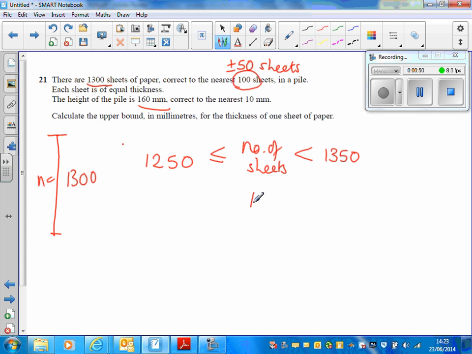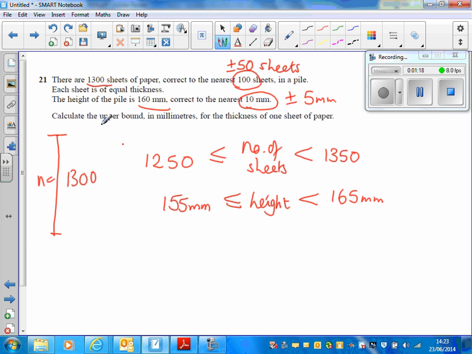It then says that the height of the pile is 160 millimeters, correct to the nearest 10. Now remember, nearest 10 means we're going to add and subtract 5 millimeters to the height of the pile. So the maximum height of the pile is 165 millimeters, and the minimum height of the pile is 160 take away 5, which is 155 millimeters.